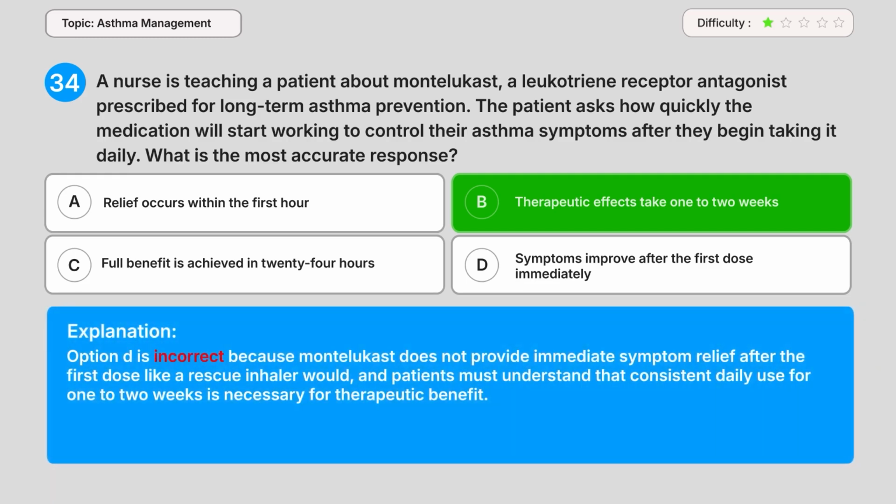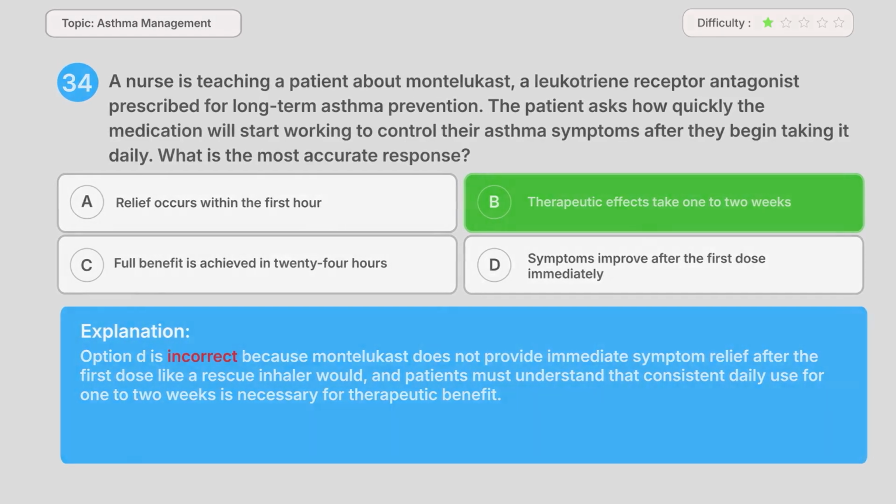Option D is incorrect because montelukast does not provide immediate symptom relief after the first dose like a rescue inhaler would, and patients must understand that consistent daily use for 1 to 2 weeks is necessary for therapeutic benefit.